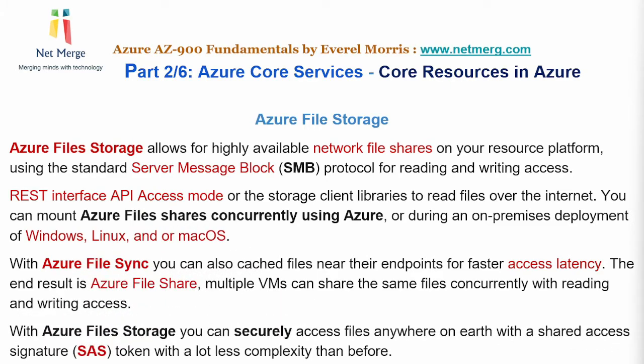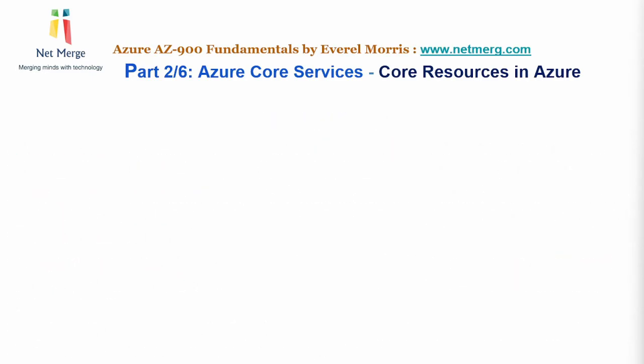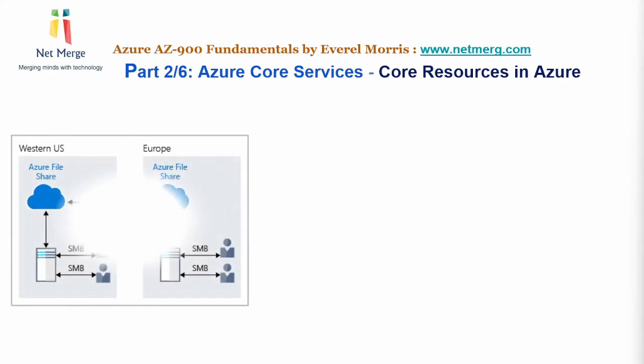With Azure File Storage, you can securely access files anywhere on Earth with a shared access signature, SAS token, with a lot less complexity than you would have with a legacy system on premises. Now, this is an example of the SMB at work, and it's showing you access across different geographies in different countries.